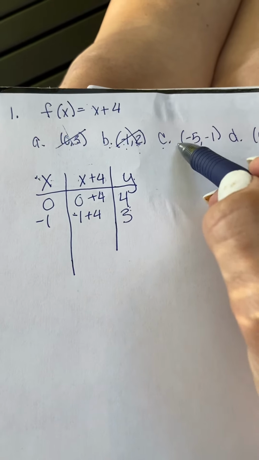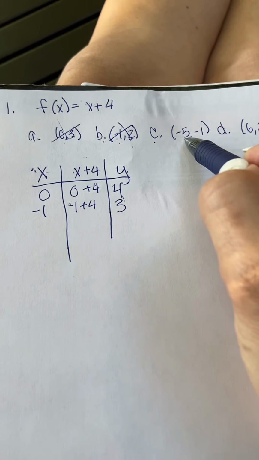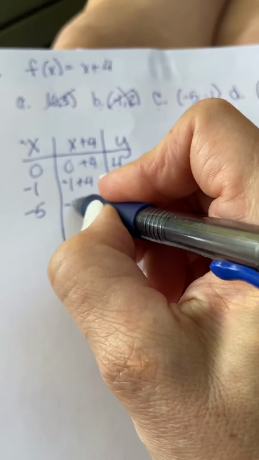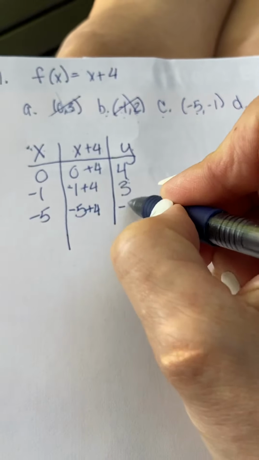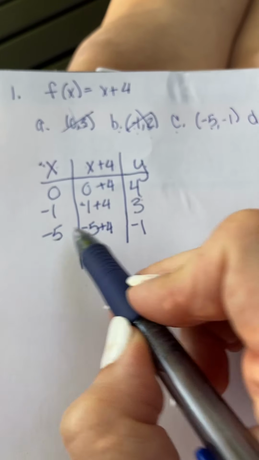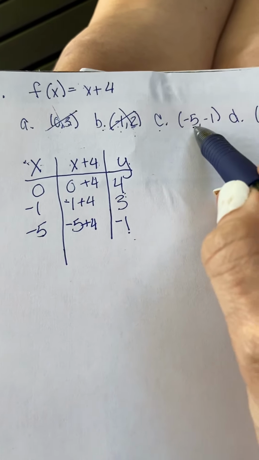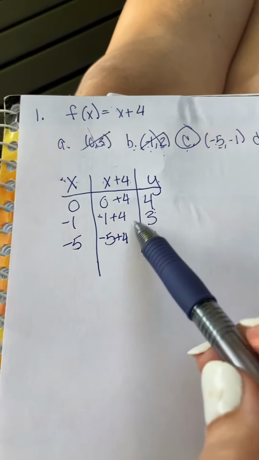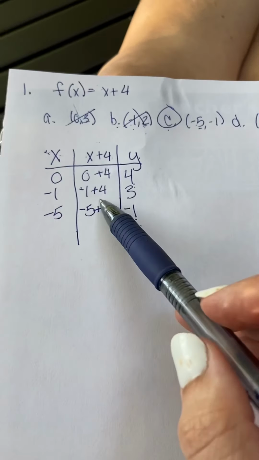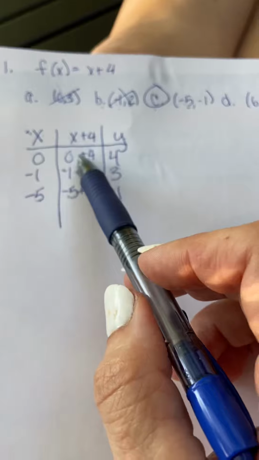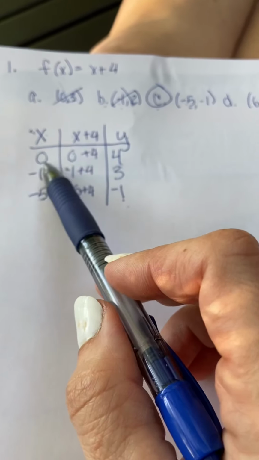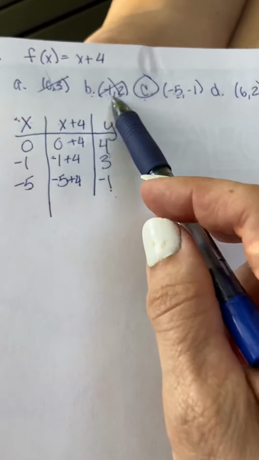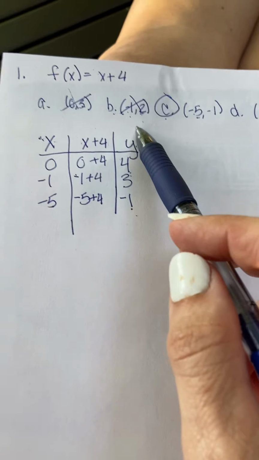I'm going to try C. This is the x value, -5. Put -5 in for x, -5 plus 4, and that's going to be -1. So x is -5, y is -1. Yes, this one works. Now it's up to you if you want to set up a table like this. I like it because it shows me exactly what I need to do. They give you the x value, and then you figure out the y value and if it works here. So that's what you do for the first section.